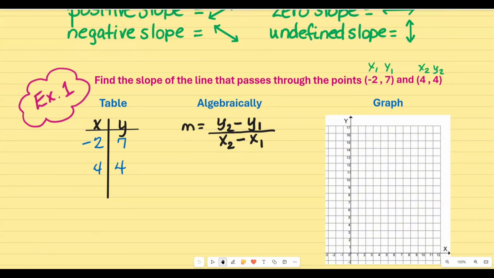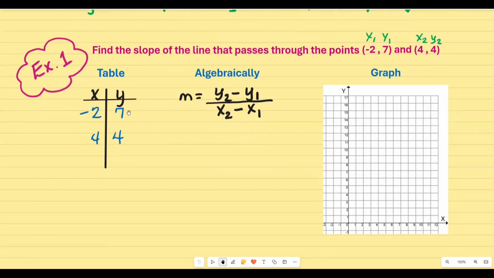So what I'm asking myself is, what's the change from 7 to 4? Well, what I notice is that I'm going downward. So on my y-axis, I'm looking at 7 and I'm going down 1, 2, 3. I had to go down 3. If I'm ever going down or to the left, that means I'm going to put a negative in front of the number.